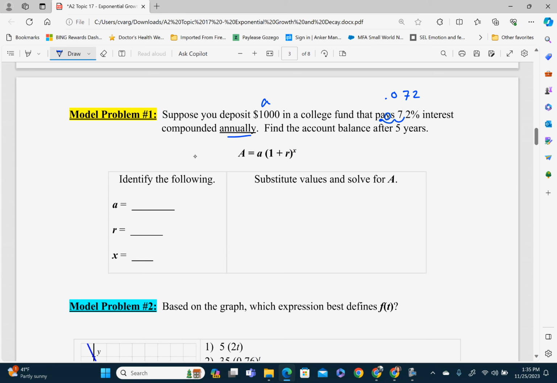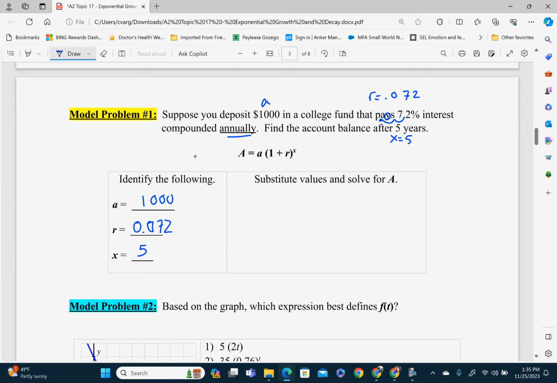Find the account balance after 5 years. We're going to just plug this in. Here's our r, and we want to find the account balance after 5 years, so that's going to be our x. Our x is equal to 5. Let's substitute values in. 1,000 is a, small a. Our r is 0.072. Why did I write my 0 like that? I have no idea. And our x is equal to 5.